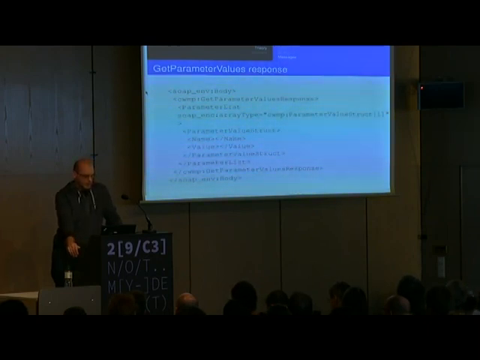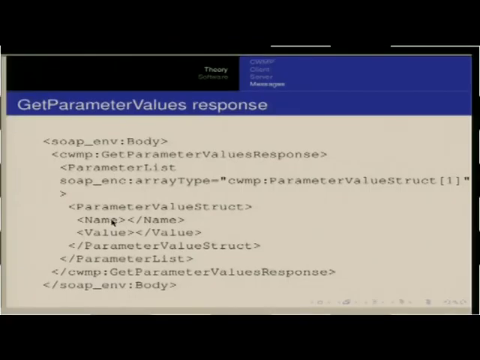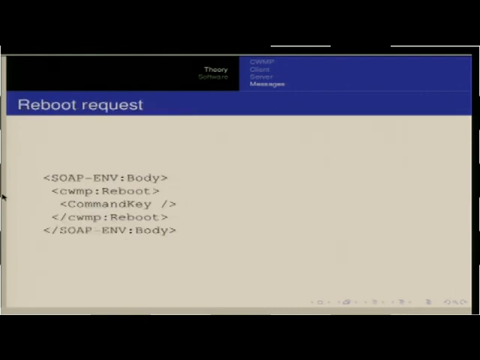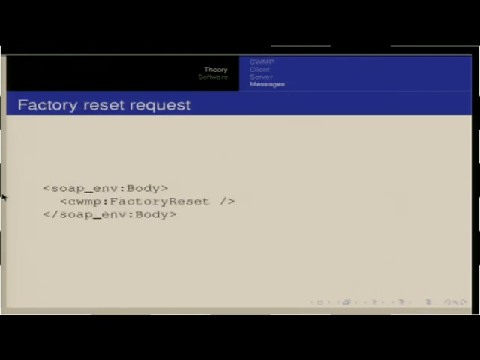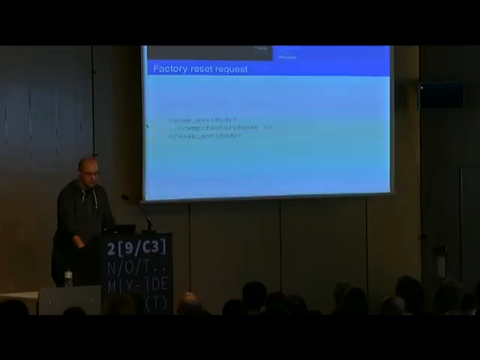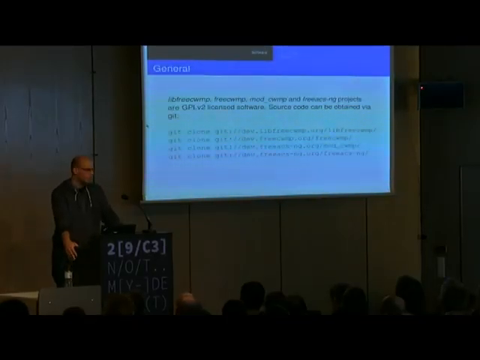Okay, this is what the message response looks like for get parameter values. So you put here the parameter name and its value. If you have put an object in the previous message, you will have here a list of names and values. Okay. So if you want to reboot, for example, the CPE, the message looks like this, and for factory reset, it looks like this. Okay. So shortly, that was about the protocol.